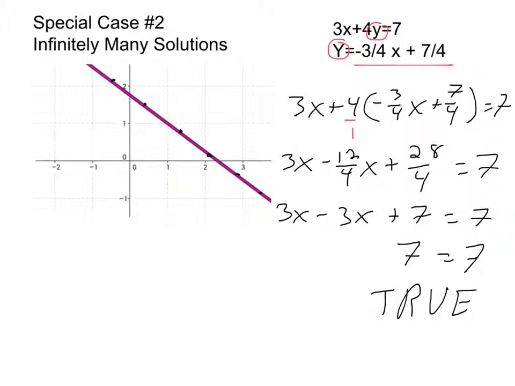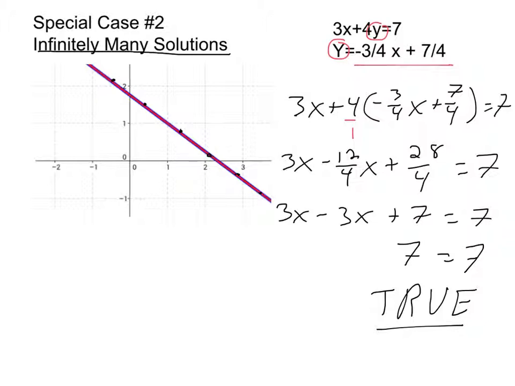It doesn't matter what x is here or what y is here. It means that 7 is always going to equal 7. So no matter what, I have a true statement. If you're solving using either substitution or elimination, and you come to a true statement without variables, you can conclude that you have infinitely many solutions.